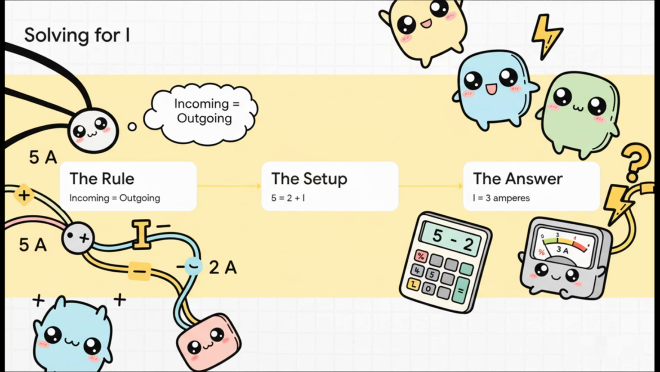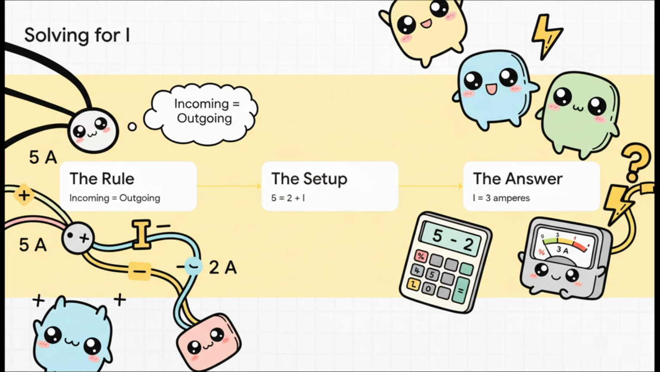So how do we solve this? Easy. We just use our rule. Step 1, what's the rule? Come on, say it with me. Incoming equals outgoing. Step 2, let's plug in our numbers. The incoming is 5. The outgoing is 2 plus our mystery current I. So our equation is 5 equals 2 plus I. And step 3, well, this is just simple math, right? If 5 equals 2 plus something, that something has to be 3. So our unknown current, I, is 3 amps.